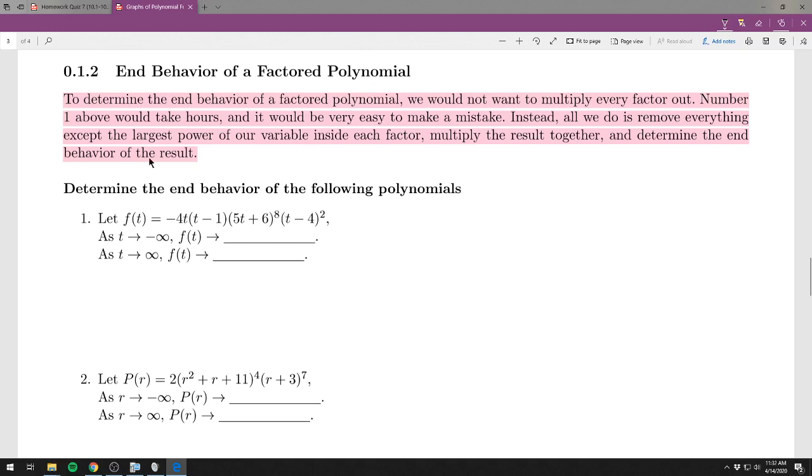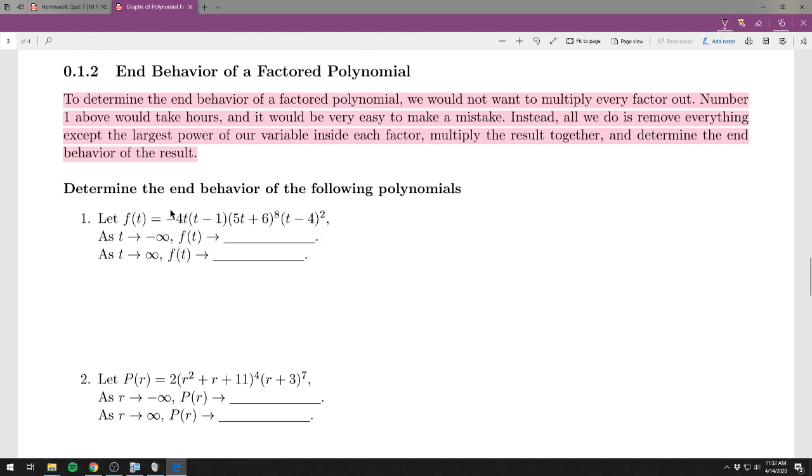I have up here how we go about doing it. All you do is remove everything except the largest power of the variable inside each factor. Multiply the result together. This will be pretty short. And then determine the end behavior of that result, because that will be your leading term.